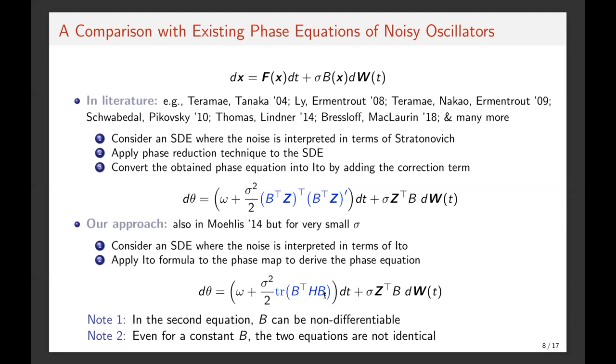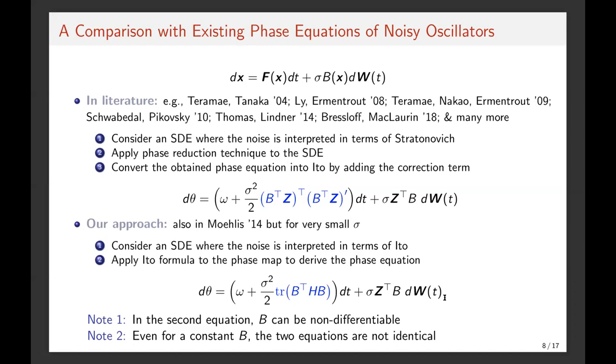So the second order PRC appears here. So here, as you see in the second equation, in our approach, B doesn't need to be differentiable as it needs in the first equation. And even for a constant B, we know that if B is constant, the two interpretations are equivalent. So this original equation is equivalent in terms of Stratonovich and Itô if B is constant. However, their phase equations are not equivalent. So these two are not identical necessarily, even for constant B.